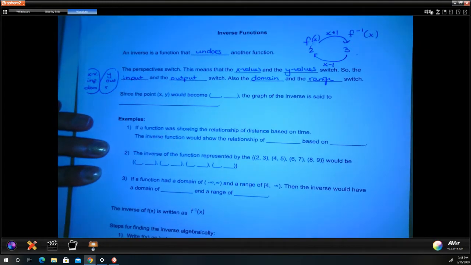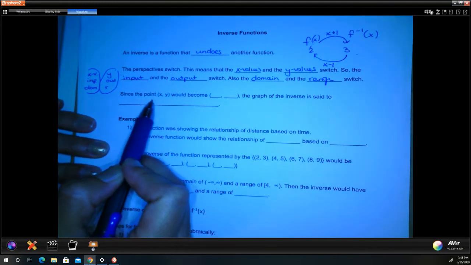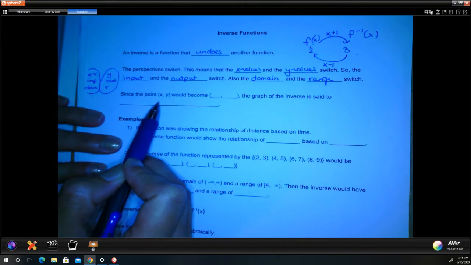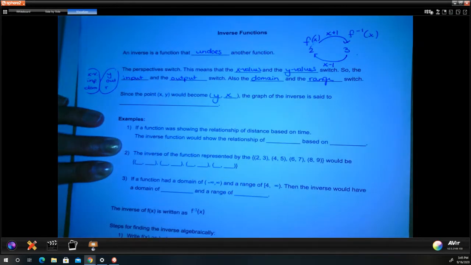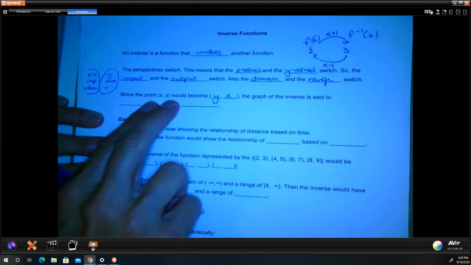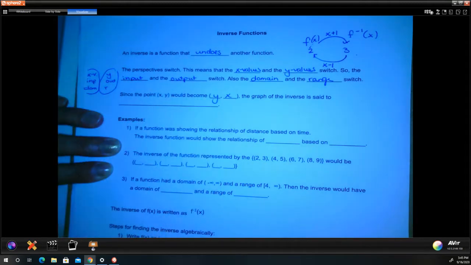Okay, since I'm saying x and y switch, the point (x, y) would become (y, x). Yes, it's really that easy. So we're just going to take whatever our point is, if they give it to me in point form, and we're just going to flip them. The x is going to become the y and the y is going to become the x.